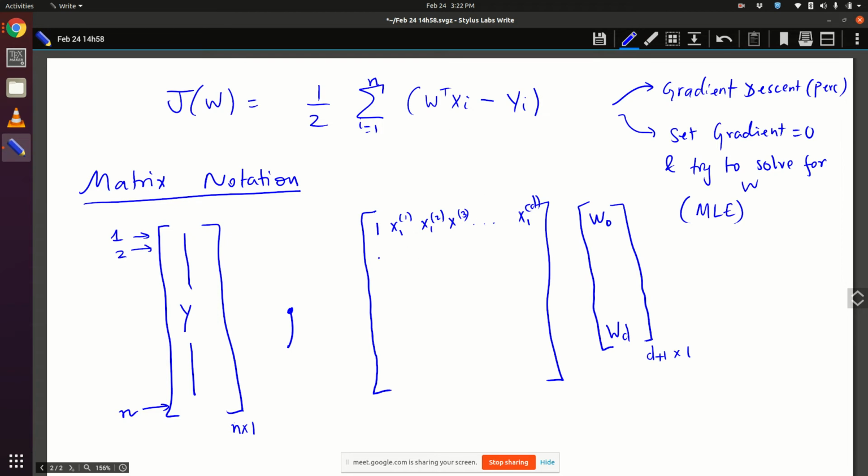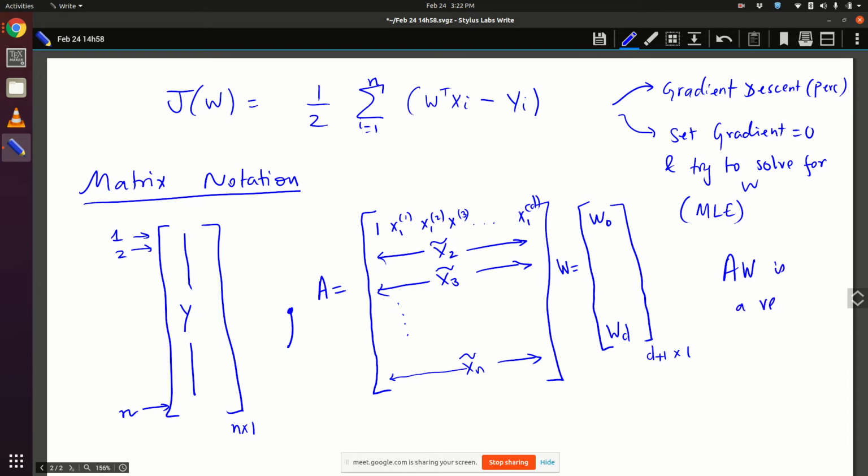So this is the first one, this is the second one, the augmented feature vector for the second data point, this is for the third data point, and all the way till the nth data point. This matrix I will call A, and this vector I will call W. Is everybody able to appreciate what this is? When we multiply A times W, I will get a vector of all my predictions. So AW is a vector of predictions. Is this clear?